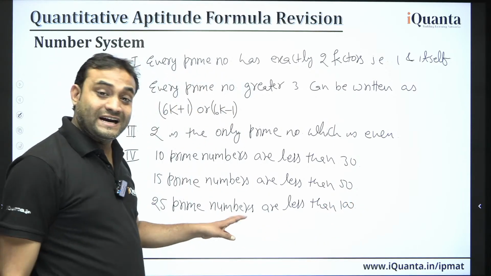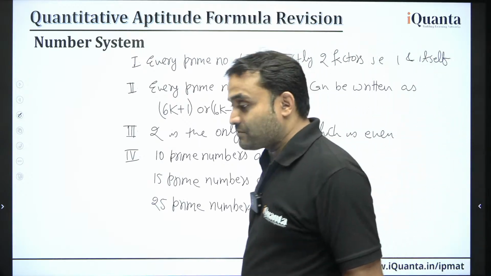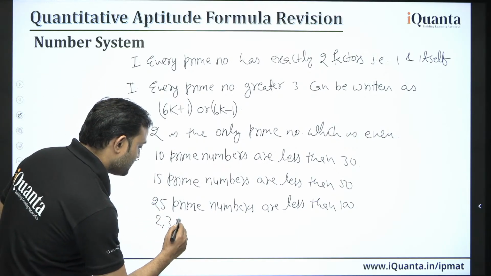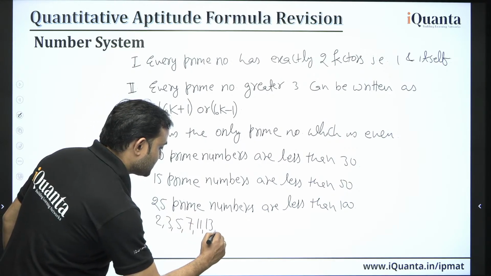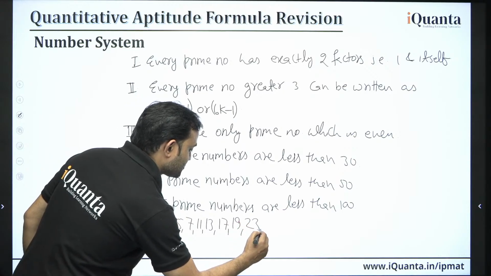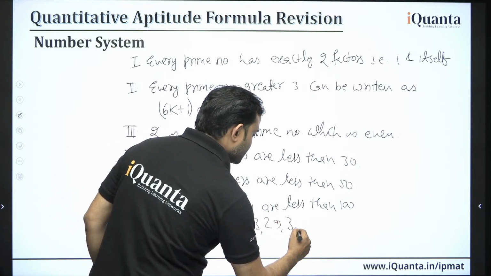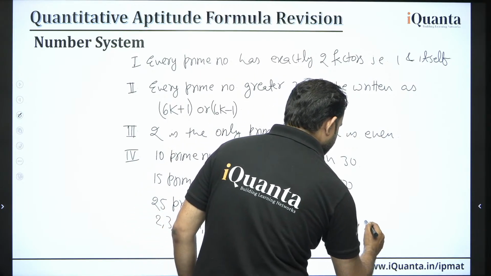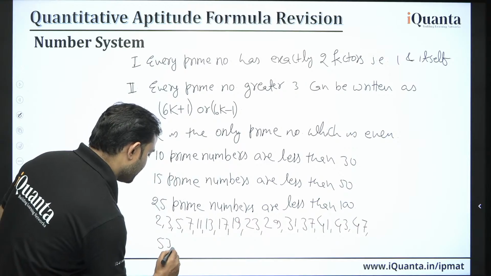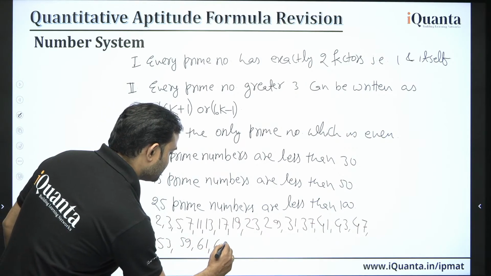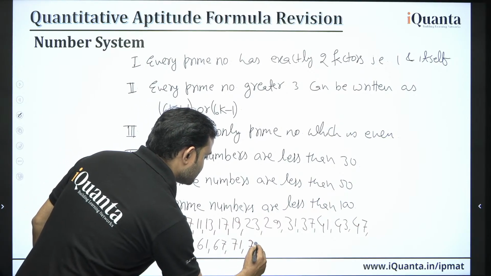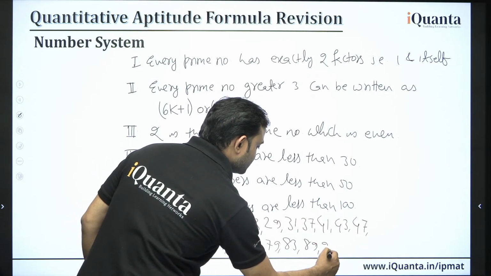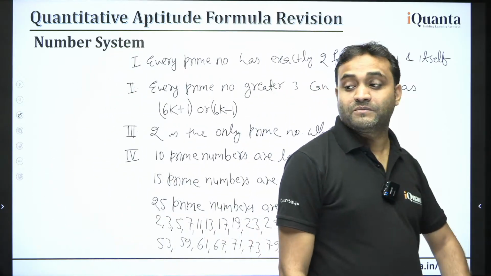Now, many of you forget these prime numbers, so I will write down all the prime numbers once and make sure that you don't forget these prime numbers, okay? 2, 3, 5, 7, 11, 13, 17, 19, 23, 29, 31, 37, 41, 43, 47, then comes 53, 59, 61, 67, 71, 73, 79, 83, 89, 97. These are the 25 prime numbers less than 100.